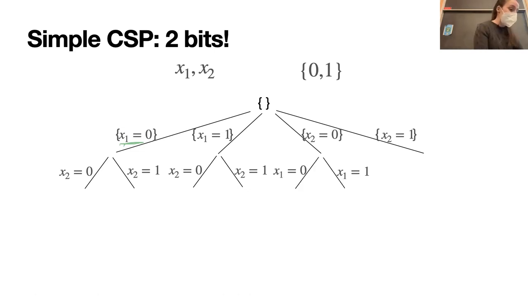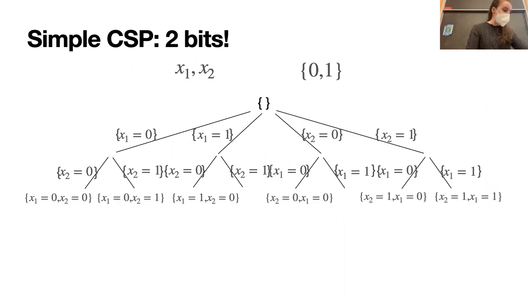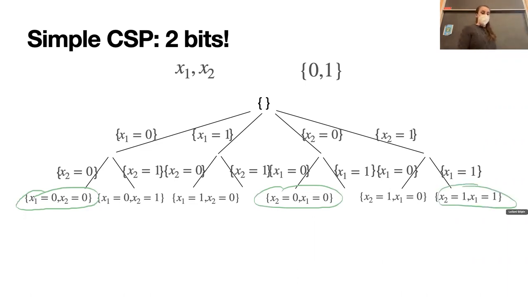Again, if we have x2 equals 0 here, we could set x1 to be 0 or x1 to be 1. And we could do the same thing if x2 is 1. We could set x1 to be 0 or x1 to be 1. We could make that part of our set. So in this case, we have several different states that we can end at, and I'm only showing a subset of that here. So if we're setting them to be equal, we have a satisfaction here, we have satisfaction here, and we have satisfaction here. Now, what are some of the problems with this?